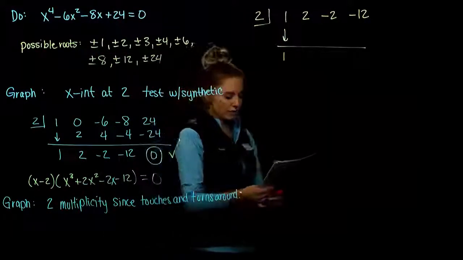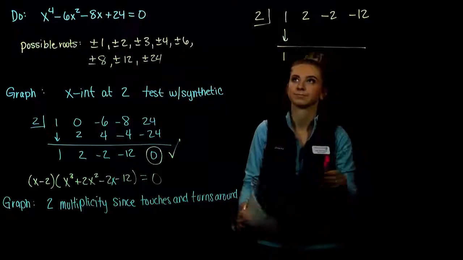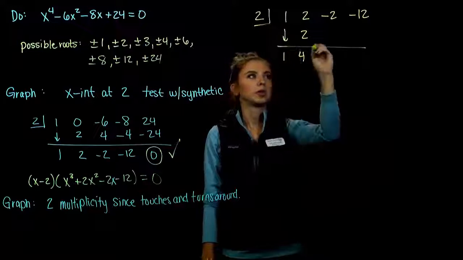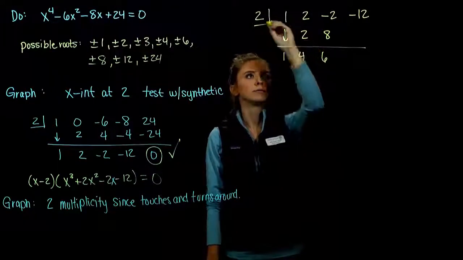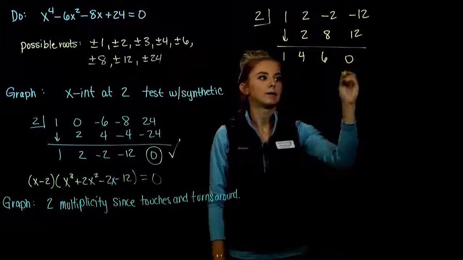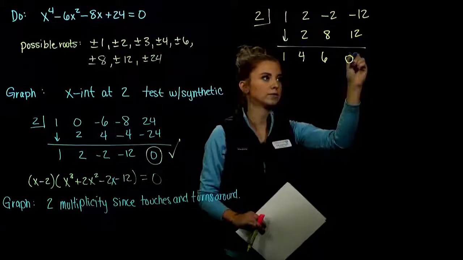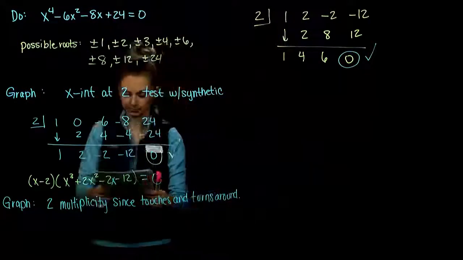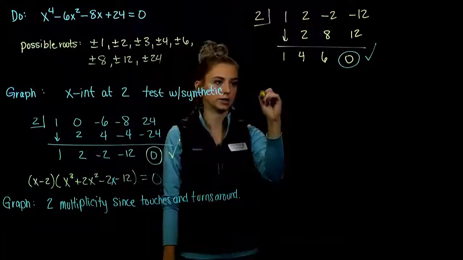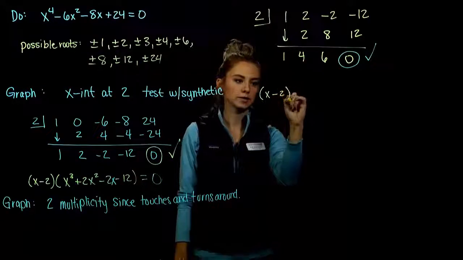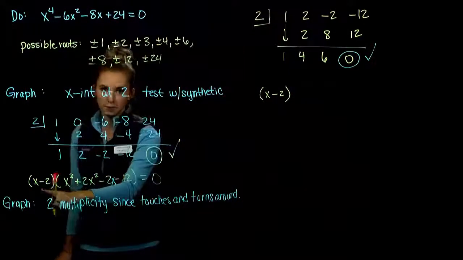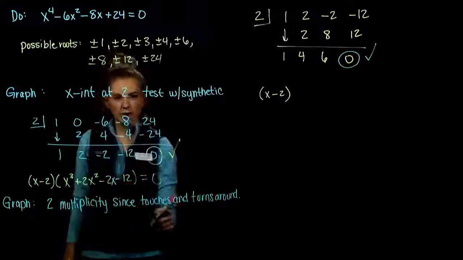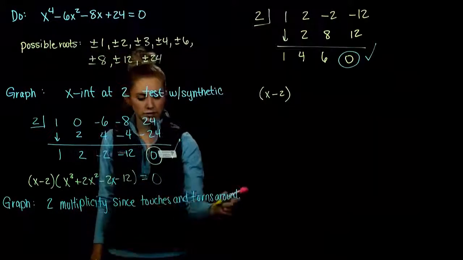Can I take out another factor of x minus 2? So what happens? Multiply, add down, multiply, add down, multiply, add down. So we have a remainder of 0 at the end. We're verified. So what does that tell me? I've got another factor. We had our original x minus 2 that we took out by visually looking at our graph, and we verified it with synthetic division. And we saw that it had multiplicity there since the graph touches and turns around.